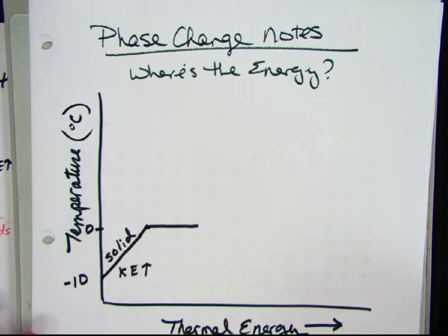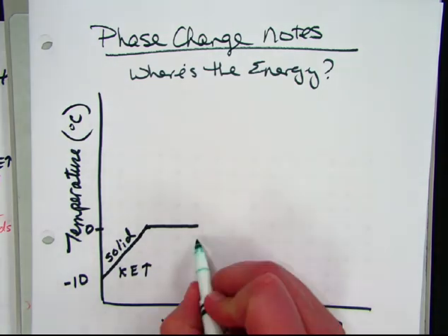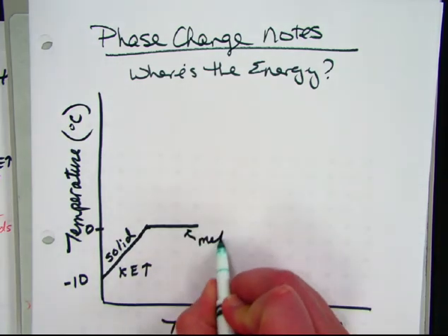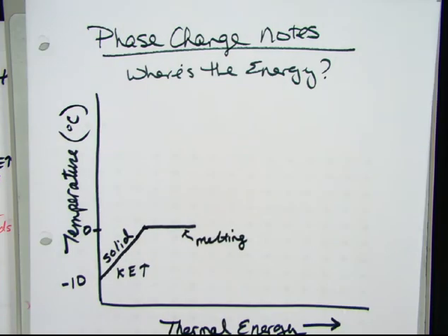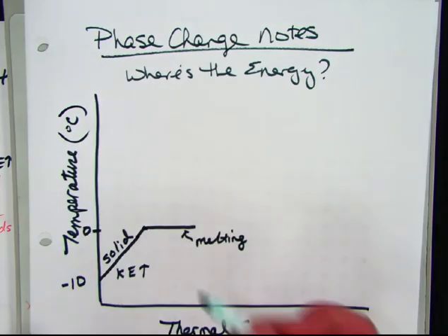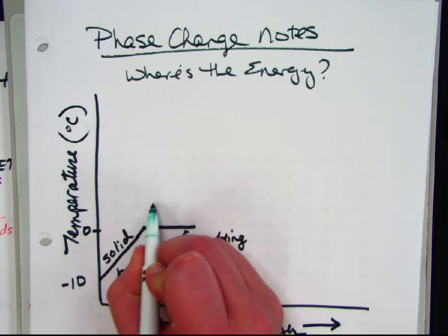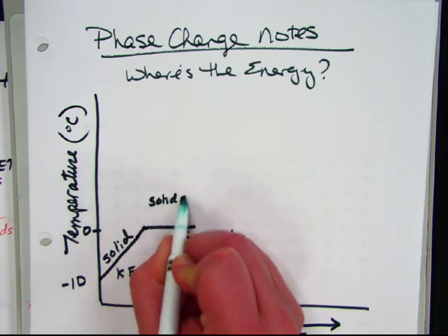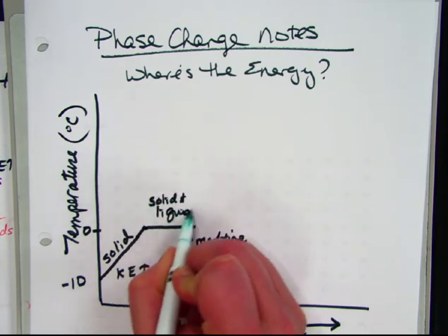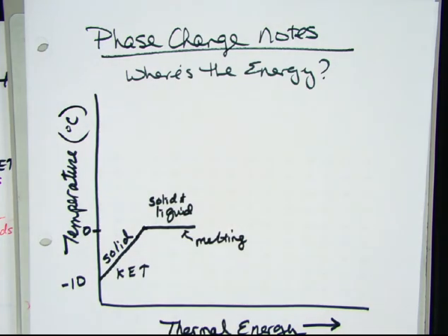So this 0 degrees here is my melting point. Here I'm melting, and as long as I have ice and water in my container, so this is solid and liquid, as long as I have ice in there, as long as I have the 2 phases, my temperature can't change. It's one thing or the other. It's either the temperature's changing or the phase is changing.